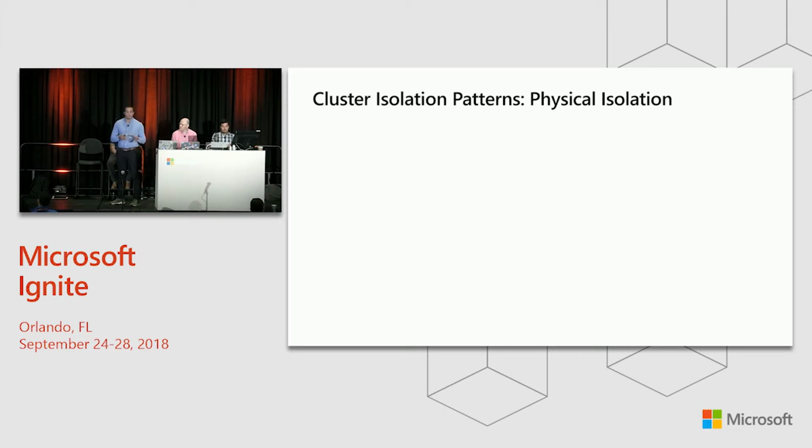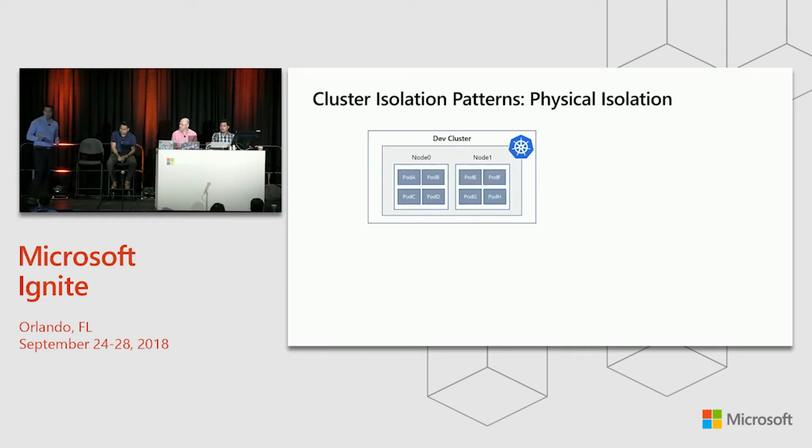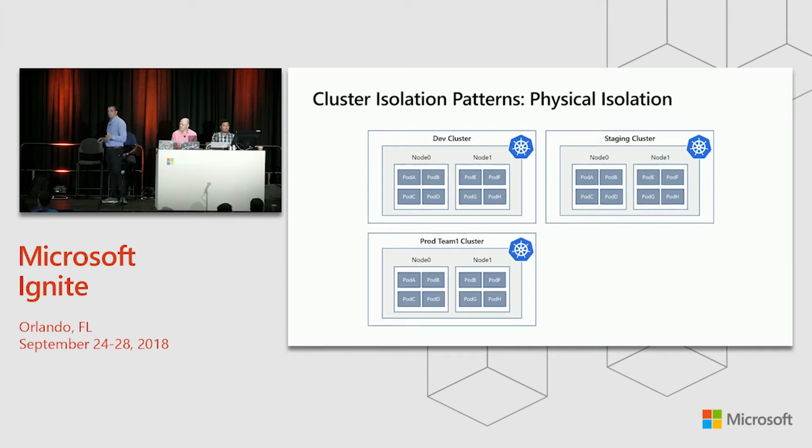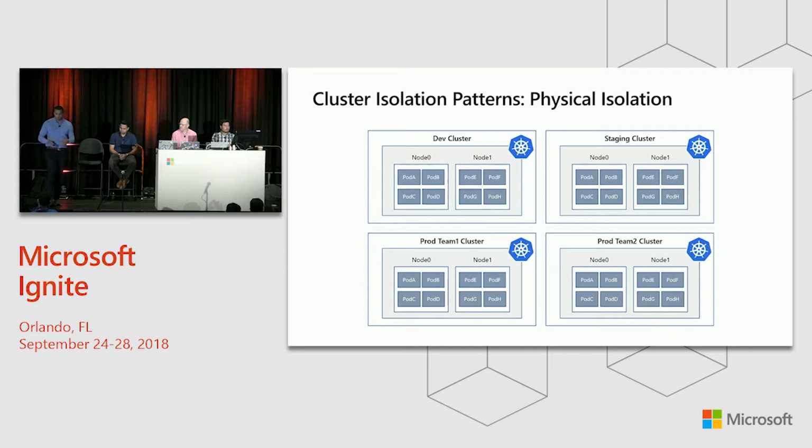The first pattern is physical isolation. In this pattern, you dedicate a cluster per team, per workload, per environment. In this example, you have a development cluster, another staging cluster, and then on production, you start dedicating clusters per team: production team 1 and team 2, and so on.